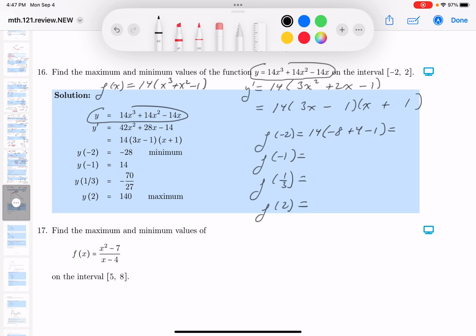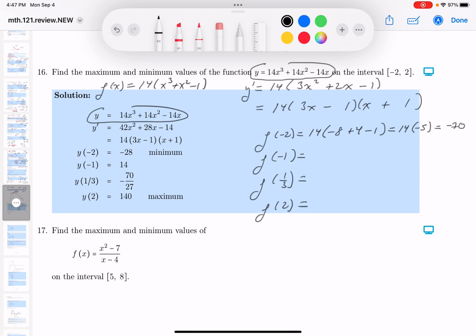Let's see, that's going to give me, I think I made a mistake somewhere. Did I copy right? 14 x cubed, x squared minus 1 minus 2. That's minus 8 plus 4 minus 1. Yeah, I think I made a mistake in the key. Anyway, let me go through it. It's 14. I'll correct the key, by the way. I'll certainly recheck it. It's easy to make a mistake. That's minus 4 minus 5. And that's going to be, let's see, minus 70.